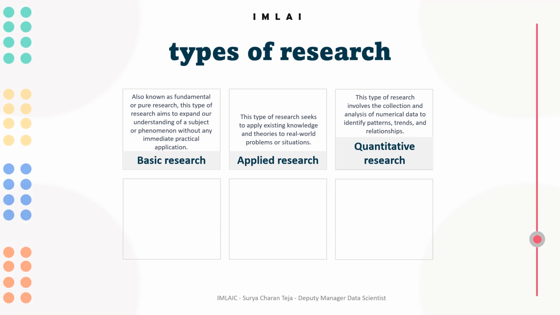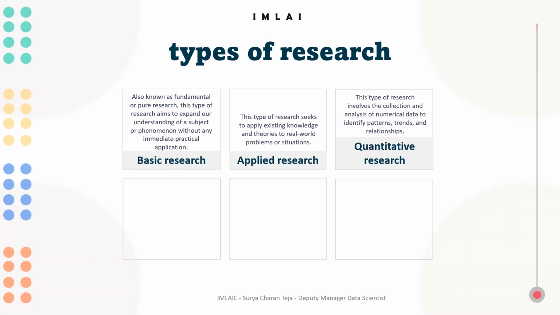So, this is our quantitative research, and this is what we do at the end of the day, not the collection of the data. The collection of the data will be done in some other ways by someone else. What we will do is analyze numerical data to identify patterns, trends, and relationships, and then build a model out of it, and then the model will take care of the rest. Let's take some examples of quantitative research.